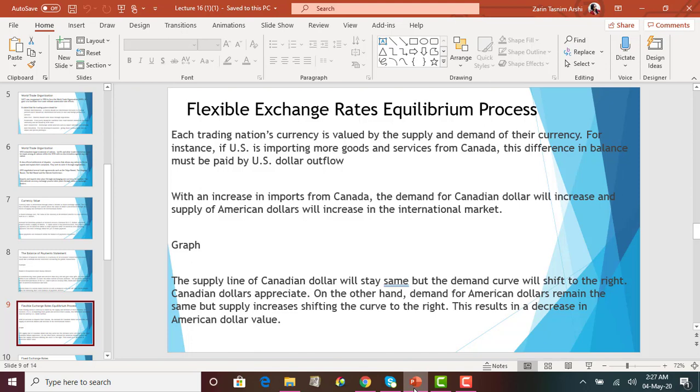Okay, because now, if the value of the Canadian dollar goes up, previously probably one Canadian dollar was, let's say, 10 US dollars, but because the value has gone up, now one Canadian dollar is equal to 20 US dollars. So we need more supply of dollars. So when the supply of US dollars increases, the value of US dollars will fall. So let me show that in terms of a graph.